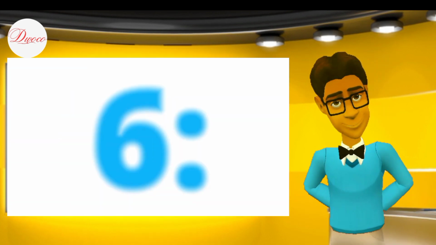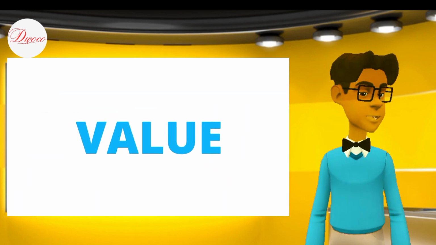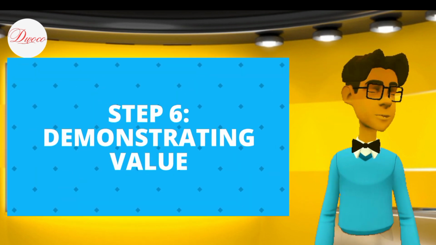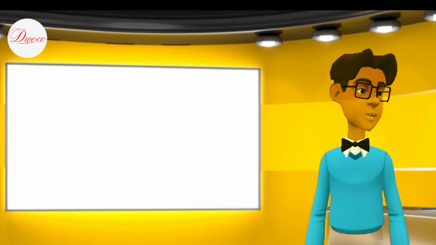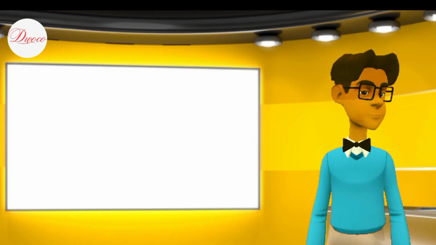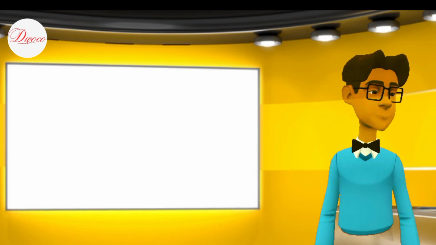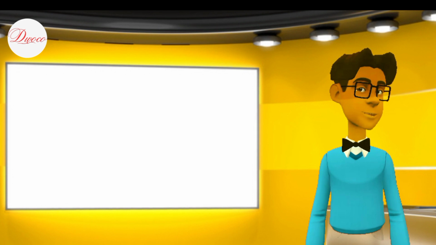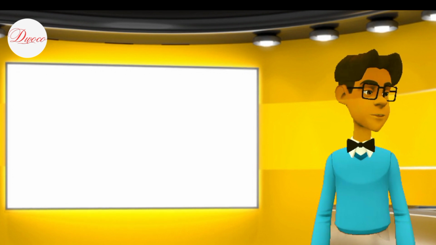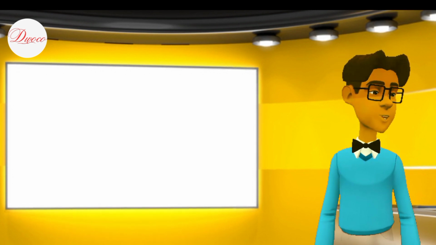Step 6. Demonstrating value. In this section, demonstrate the value you can bring to the sponsoring organization or individual. Highlight any unique skills, expertise, or qualifications that would benefit them. Discuss how your contributions can positively impact their business or organization, reinforcing why they should consider sponsoring your visa.